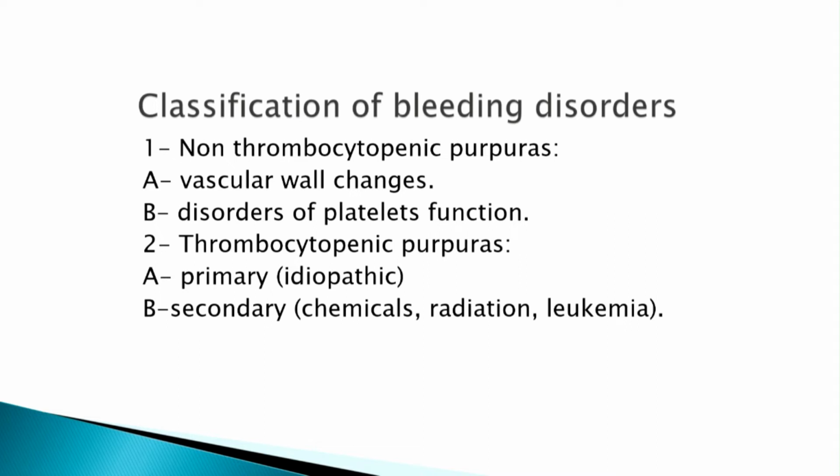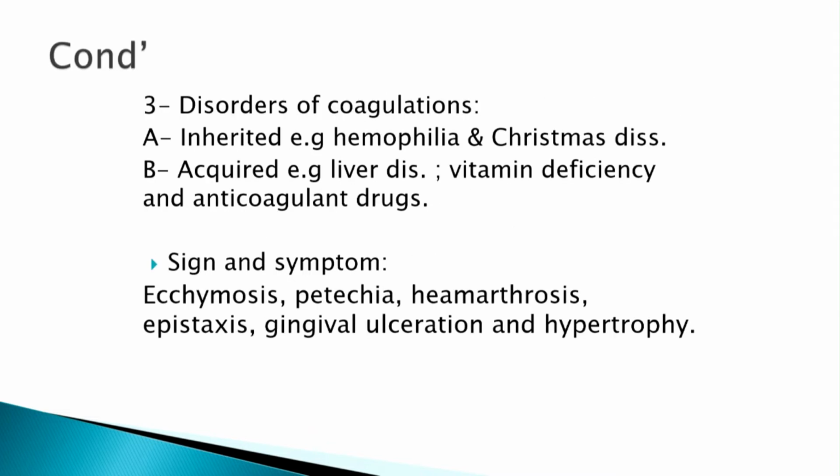Or thrombocytopenic purpura, which is due to a decrease in the number of the platelets, and this could be primary, that means idiopathic, of unknown cause. Or it could be secondary, due to exposure to chemicals, radiations, or leukemia. All of these will lead to a decrease in the number of the platelets, which is what we call, as I mentioned before, thrombocytopenia.